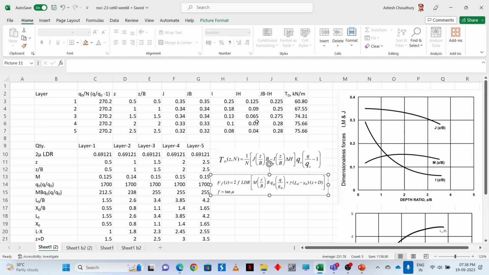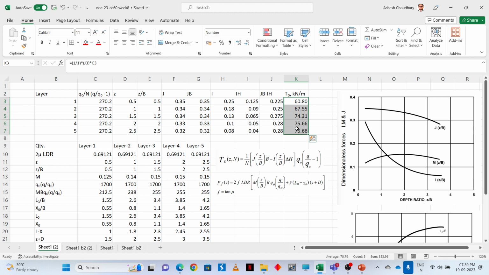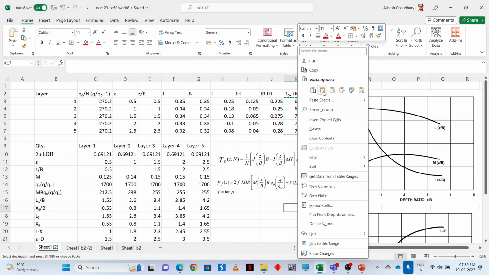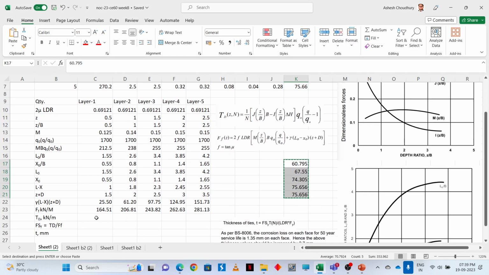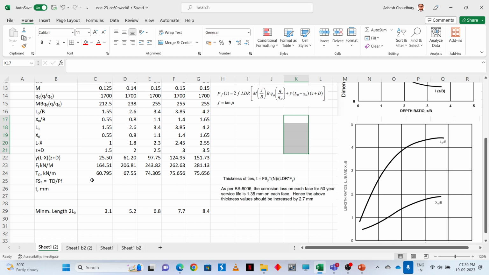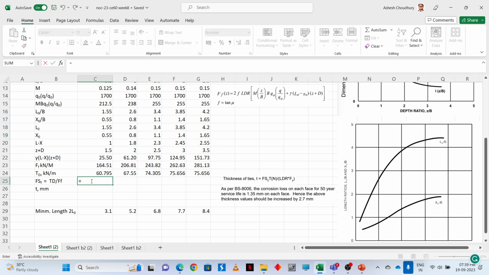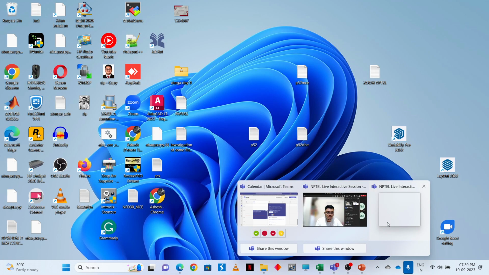Now what are the TD values? These are the TD values. That means copy this here, here, here, here. TD. So what is this factor of safety? So what was the target?